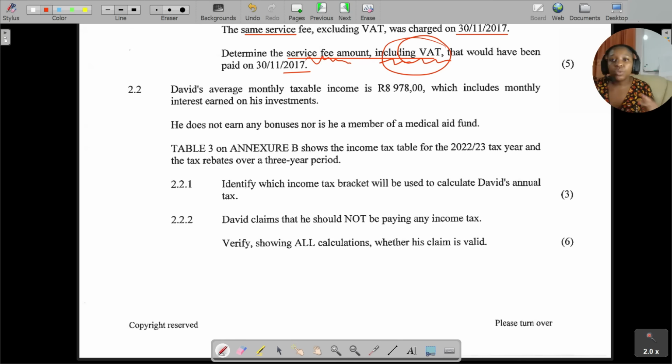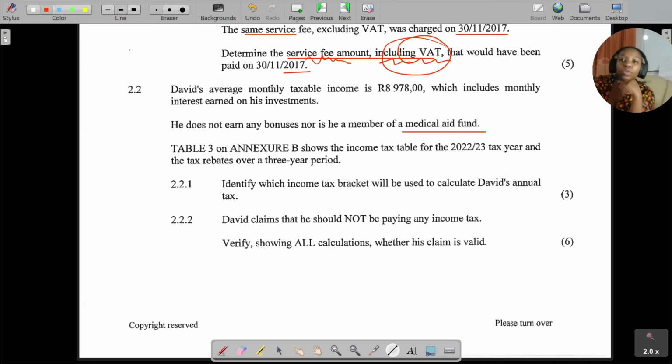Okay, question 2.2. Right, so here we are told that David's average monthly taxable income, right? So here we're dealing with income tax, and they're telling us that his monthly taxable income is 8,978 rand. Okay, that's his monthly income that can be taxed, right? And then they're telling us that this includes monthly interest earned on his investments, right? They're told that he does not earn any bonuses, nor is he a member of medical aid, right? So we're basically told that he's not a member of medical aid, so we don't have to worry about that. We don't have to minus his medical credits, right?